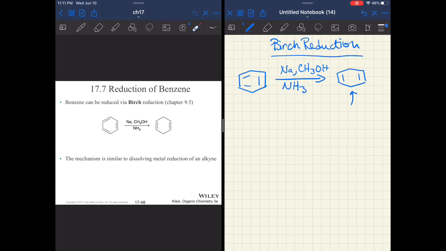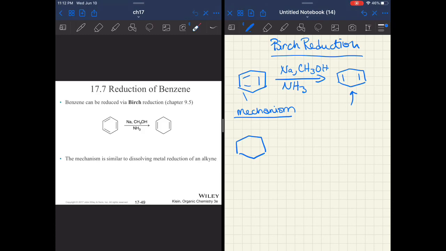Now, I want you to look at this mechanism. While I'm not going to ask you to draw a mechanism, I may ask you questions about it. So it's still going to be important that you look through the mechanisms that I ask you to know about. This one is one of my faves because it allows us to use both the double-headed arrows and the single-headed arrows, much like that dissolving metal reduction. And we make all the intermediates. We make radical cations and radical anions.